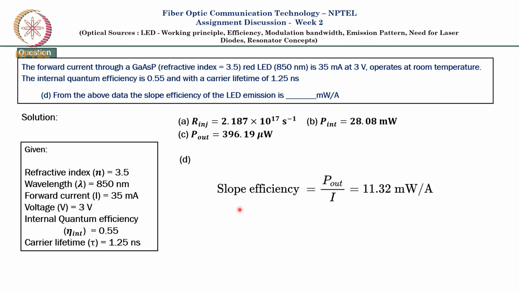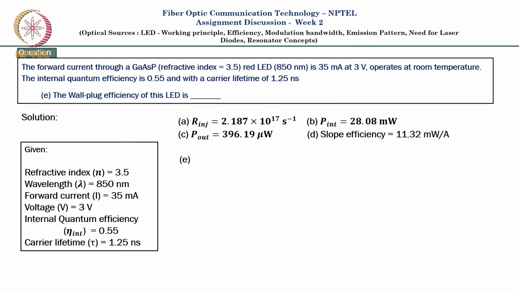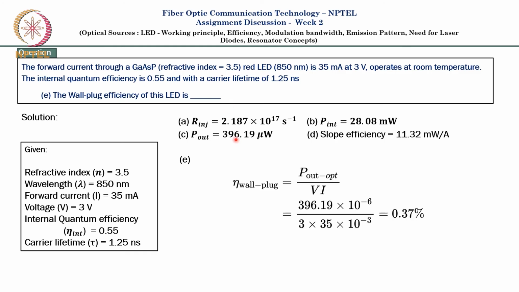So moving on to the next part. This is the fifth part of the question. It is asked to find out what is the wall plug efficiency of the LED. So what is wall plug efficiency? It is the ratio of the optical power which we can extract out of the LED versus the input electrical power we have supplied to the LED.